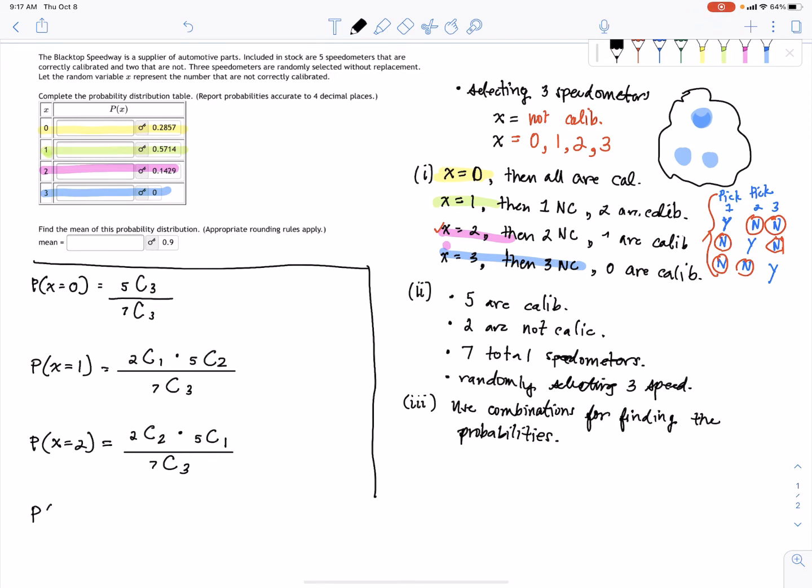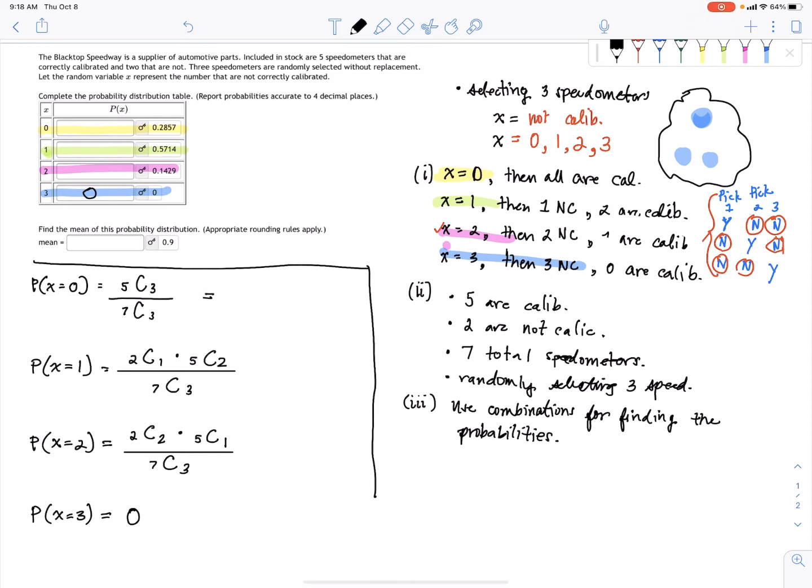Now, for the probability that x equals 3, I know some of you are already thinking, I don't understand this last one, because if I say 3 are not calibrated, but only 2 in the box are not calibrated, it's impossible that I pick 3 that are not, because only 2 in the box are. How do I pick 3 out of 2? That doesn't make any sense. And I would say absolutely, it is impossible. And we learned in chapter 3 that impossible means that probability is 0. So right away we can put right here on the table when x equals 3, the probability is 0.